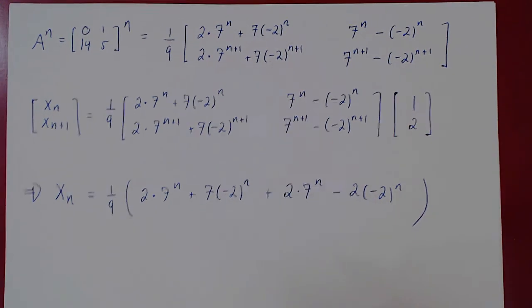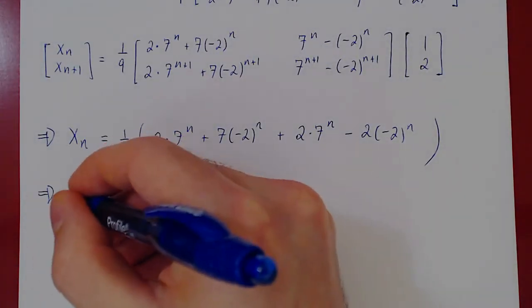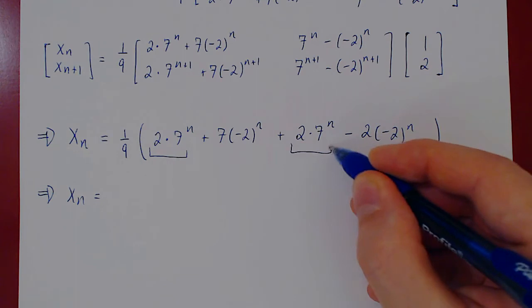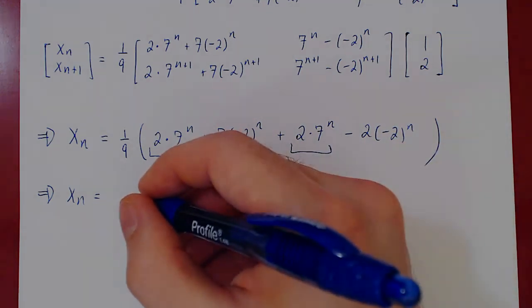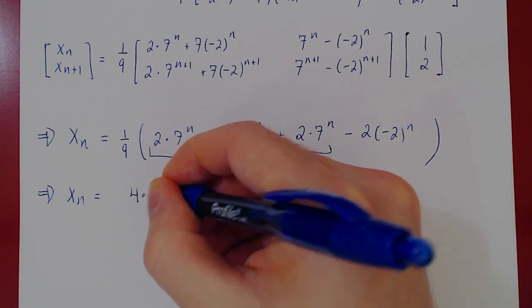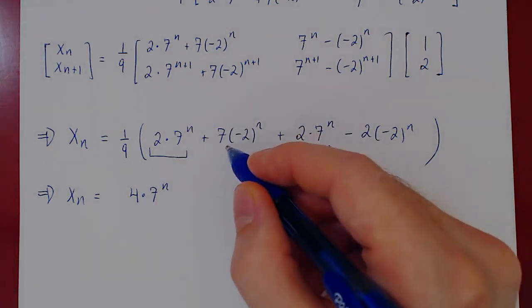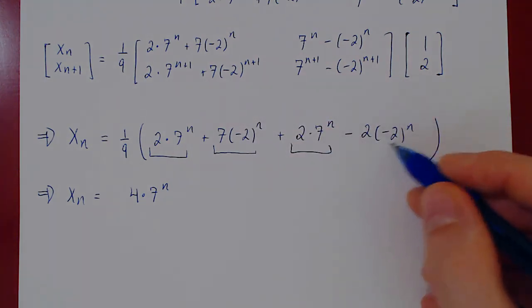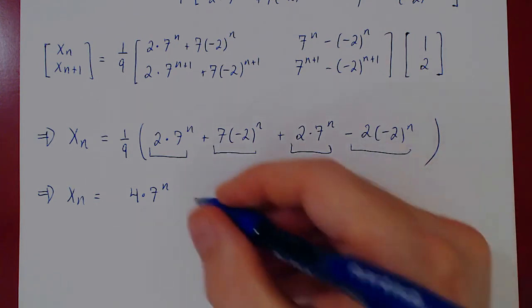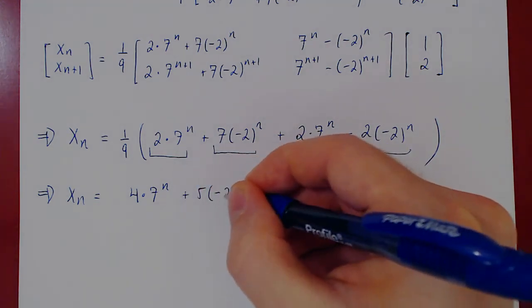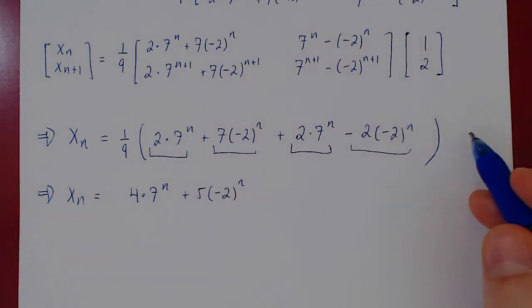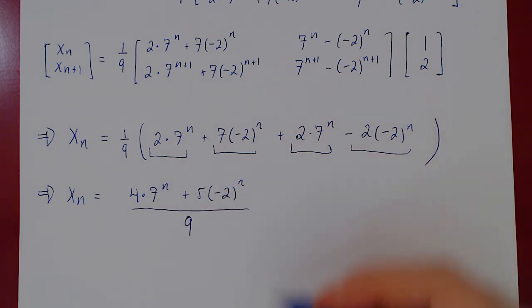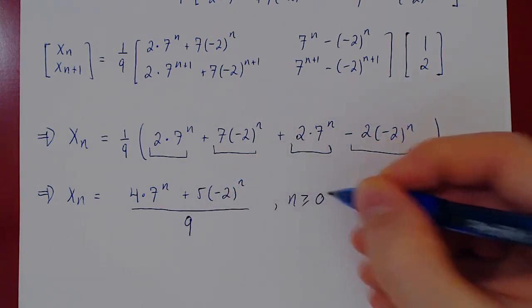Of course, we can simplify this a little bit. What are we going to get? So x_n is, well, 2 times 7 to the n plus 2 times 7 to the n. That's 4 times 7 to the n. Then what do we have? Well, there's 7 times negative 2 to the n minus 2 times negative 2 to the n. Well, 7 minus 2 is 5, so plus 5 times negative 2 to the n. And don't forget, all over 9. And this is true for any given n starting at 0.